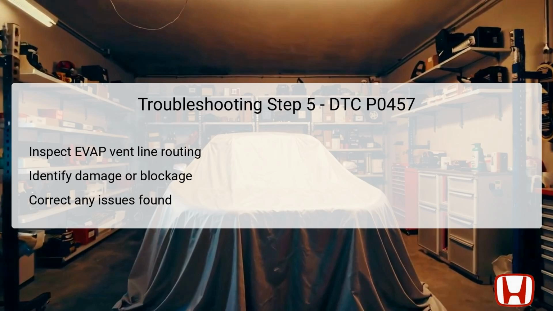Technicians should remove any identified blockages and replace the vent tube if it shows signs of wear or damage. Addressing these issues institutionalizes a healthier environment within the vehicle's evaporative emission system. If the vent line is intact, further diagnostics may be necessary, such as starting the troubleshooting for DTC P0455.